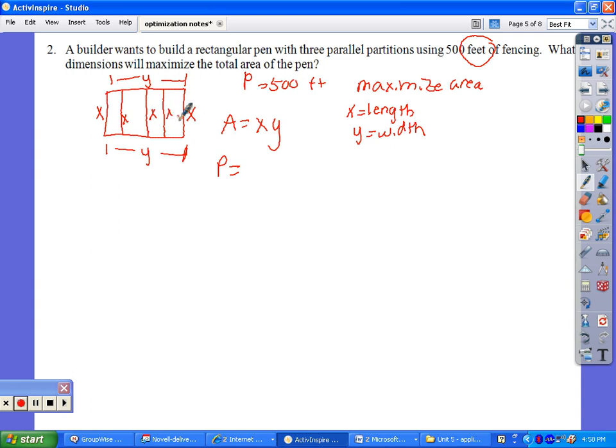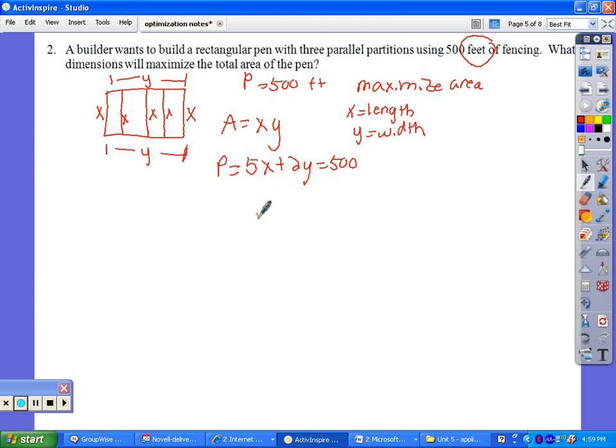But when I talk about perimeter, we're counting all these side partitions, and since they're all parallel and the same length, we have to count. We have 5 lengths of x. So I have 5x plus 2y, and that's going to equal 500, which is my perimeter. So that's my constraint equation.